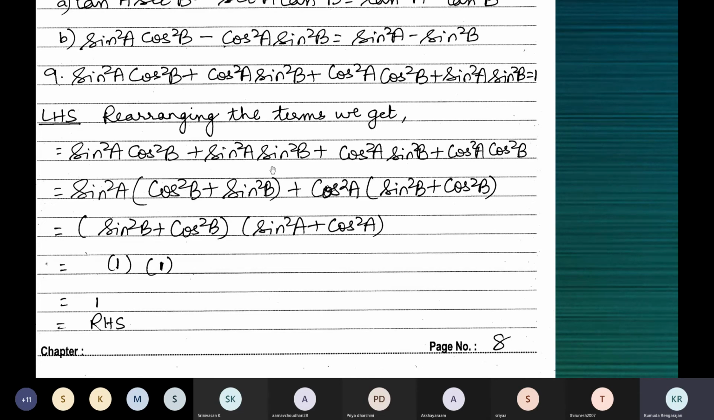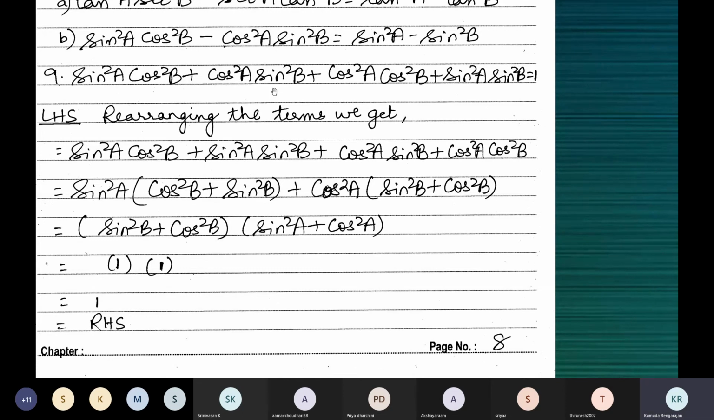So we rearrange the terms according to our convenience so that we find something common between them. You don't have to always rearrange. If the first and second term already had something in common, and the third and fourth term already had something in common, you don't have to rearrange.